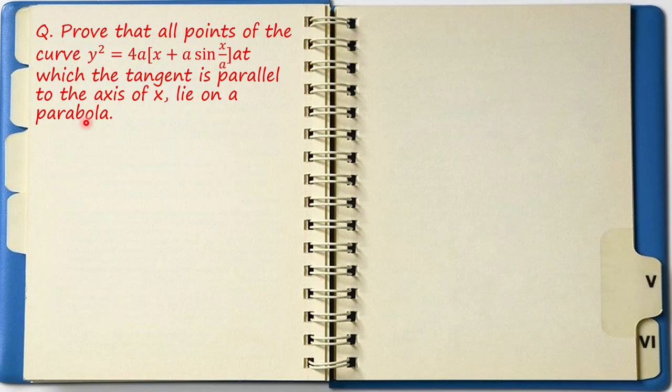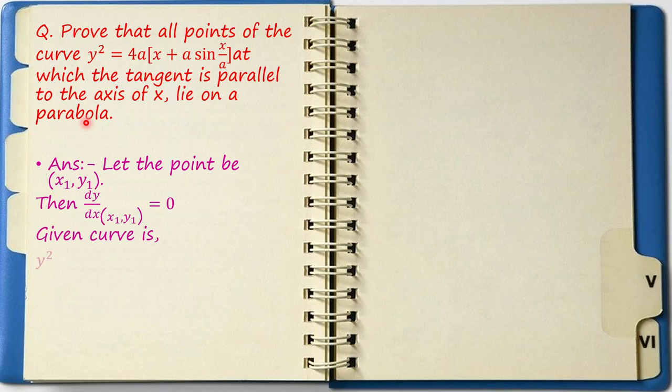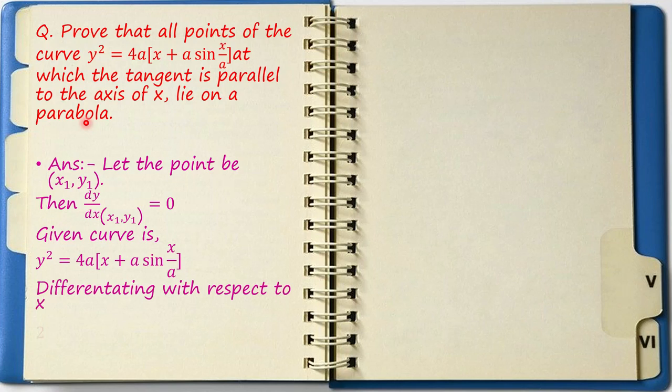Firstly we need to find the derivative, that is dy/dx at the point of contact, and then check if the points are lying on the parabola or not. So here is your solution. Let the point of contact be (x1, y1) and then find the derivative of this curve, that is y square is equal to 4a into (x plus a sin x by a). Differentiating both sides with respect to x, you will find the value of dy/dx.